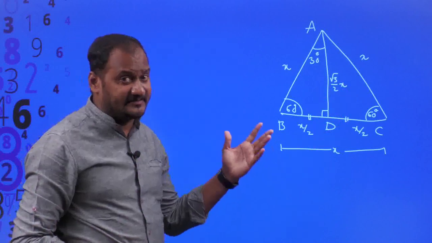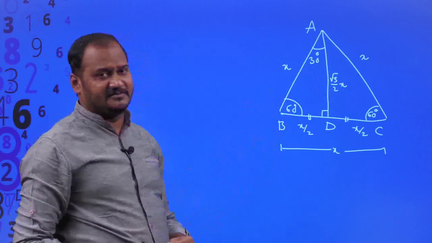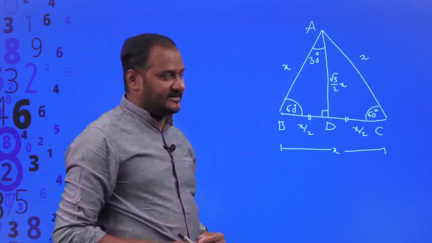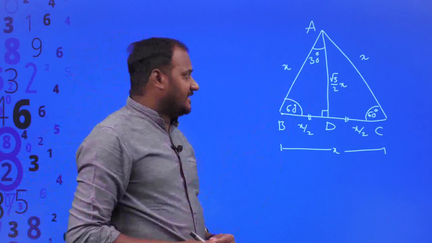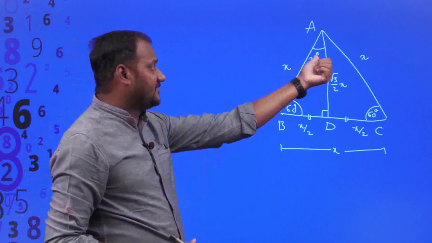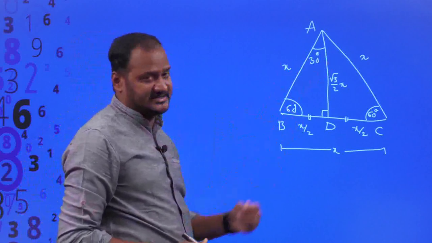We had already discussed and proved it. If you want, you can prove it by using Pythagoras theorem also. Fine. Let us consider this right angle triangle ABD. In this right angle triangle, there are two acute angles, one of them is 30 degrees and the other is 60 degrees.